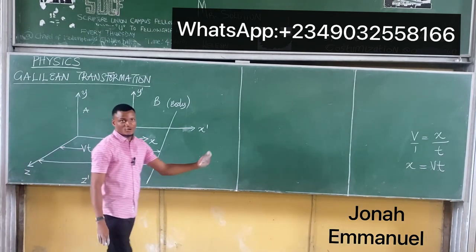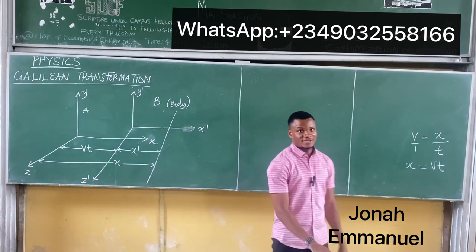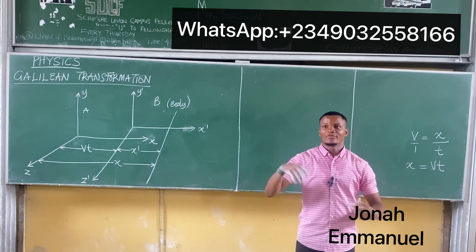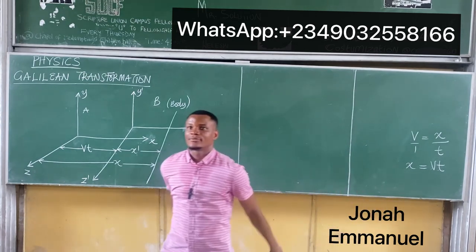Ladies and gentlemen, this is all about Galilean invariance. That's all. Two coordinates, X, X prime, VT. That's all. Yes, a question, please.